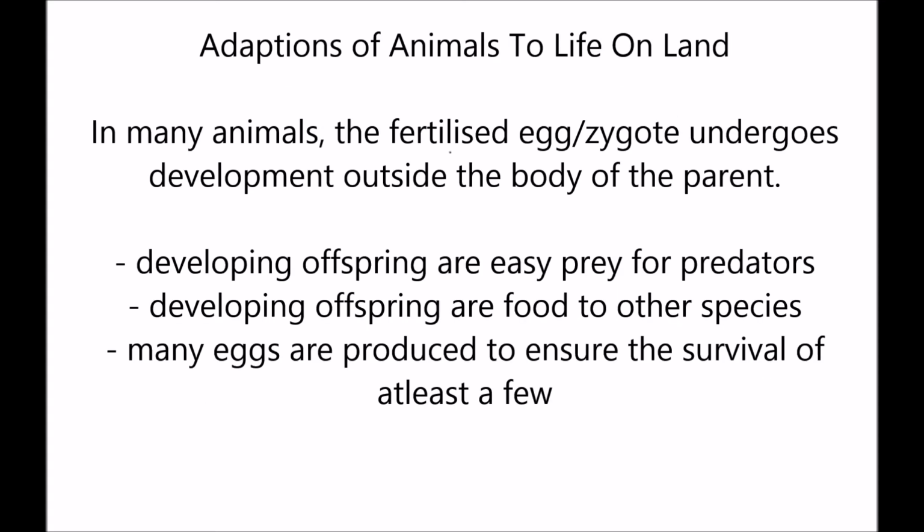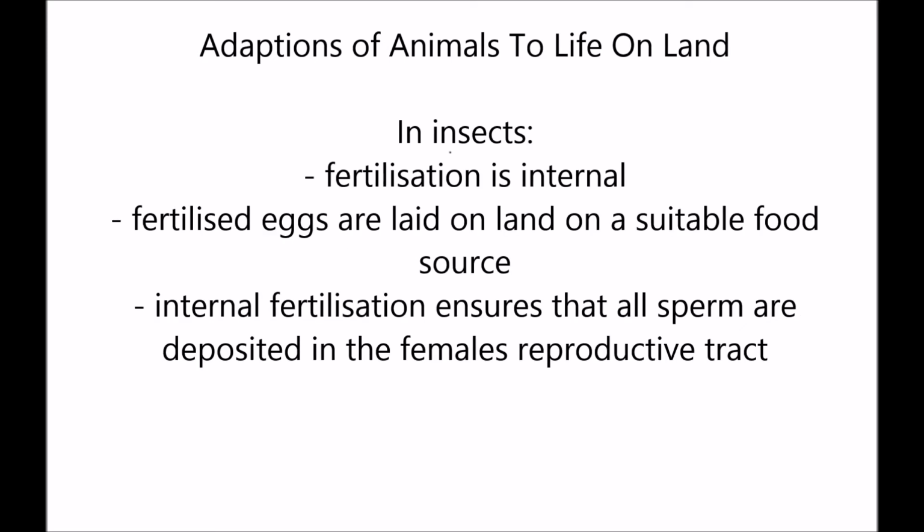In many animals, the fertilised egg or zygote undergoes development outside the body of the parent. Developing offspring are an easy prey for predators and are food to other species. Many eggs are produced to ensure at least a few survive. In insects, fertilisation is internal. Fertilised eggs are laid on a suitable food source. Internal fertilisation ensures that all sperm are deposited in the female's reproductive tract.